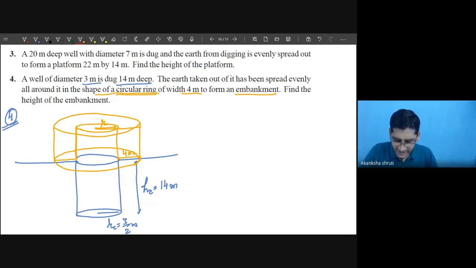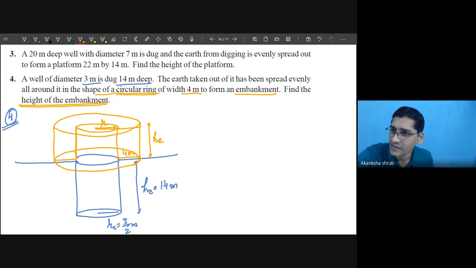Sorry student, it was a network issue. So student, the earth taken from the well is spread all around it so that an embankment is formed. And let us consider the height of this embankment to be HE. It is asked to find the height of the embankment. This is required to be calculated.